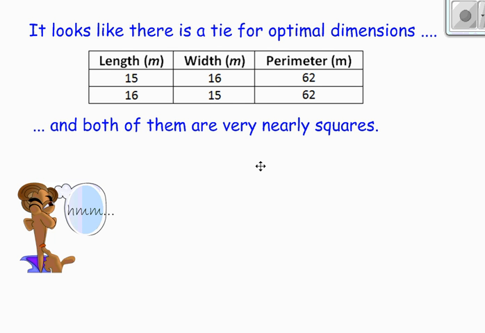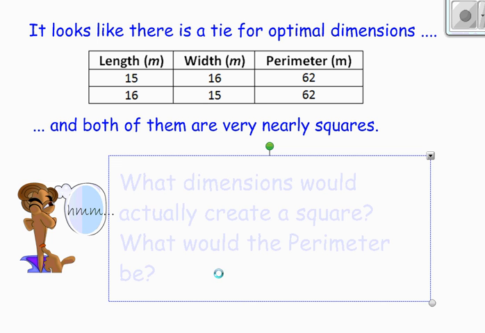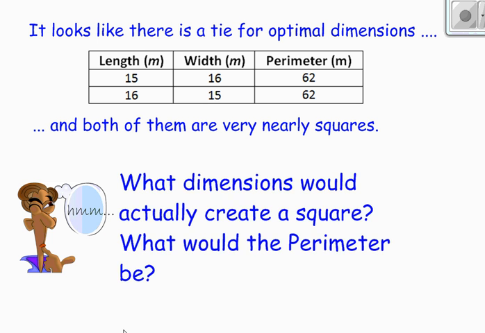So it looks like there's a tie for optimal perimeter at 62, and the dimensions are 15 by 16 or 16 by 15. And they're both very close to squares. And that's perfectly fine, but I've got this guy here, and he wants a perfect square. I don't know why, but this is what he thinks. He wonders what dimensions would actually create a square, and what would the perimeter be then. So pretty close to a square, but not perfect. Could we make it a perfect square?